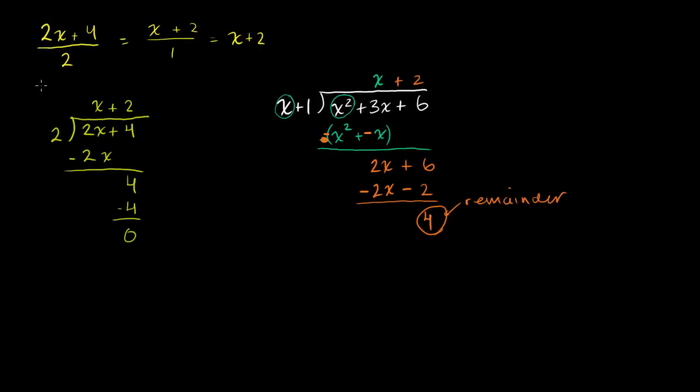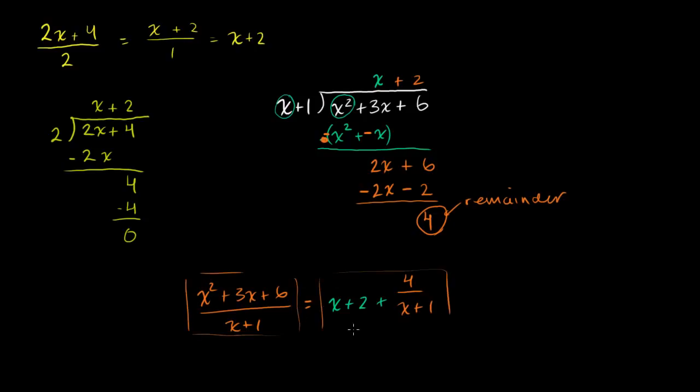So if we wanted to rewrite x squared plus 3x plus 6 over x plus 1, notice this is the same thing as x squared plus 3x plus 6 divided by x plus 1, this thing divided by this. We can now say that this is equal to x plus 2 plus the remainder divided by x plus 1, so plus 4 over x plus 1. This right here and this right here are equivalent.